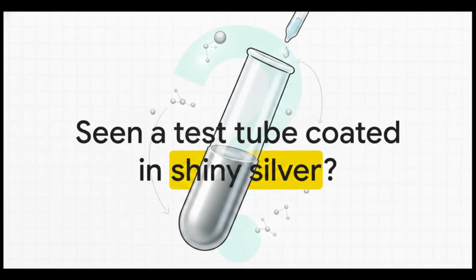Picture this. You're standing at a lab bench. Have you ever seen an ordinary, simple glass test tube suddenly, and I mean almost magically, coat itself in a beautiful, flawless layer of shiny silver? It is hands down one of the most famous and visually stunning reactions in all of organic chemistry. But hey, it's not magic, right? It's just chemistry at work.